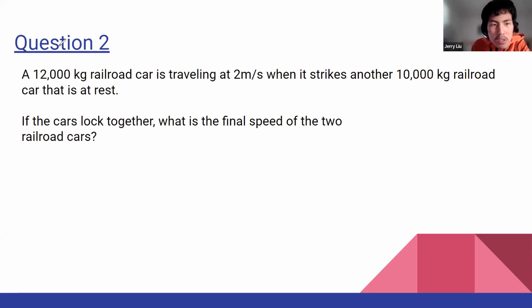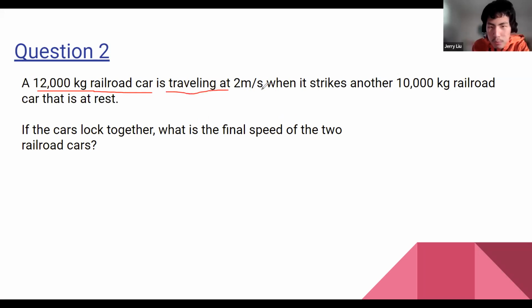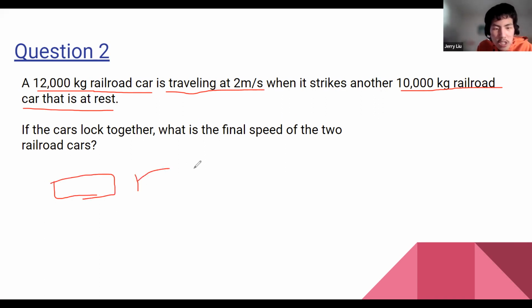So we'll do this problem together. We have a 12,000 kilogram railroad car that's traveling at 2 meters per second when it collides with another 10,000 kilogram railroad car that is not moving. If the cars end up joining or locking together during this collision, what is the final speed of the two railroad cars? So basically, this is what it looks like.